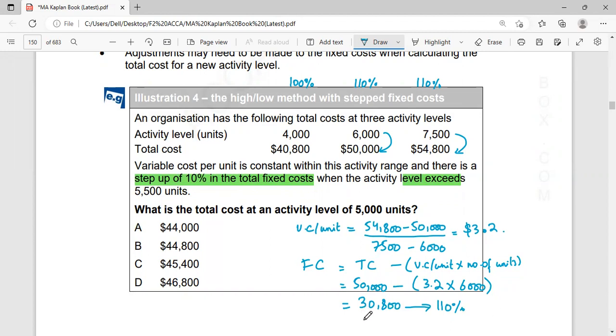Now this thing is important. This 30,800 fixed cost includes the step up element, because after 5,500 units, fixed cost is equal to 110% as it includes the effect of the 10% step up. Now you need to remember this.